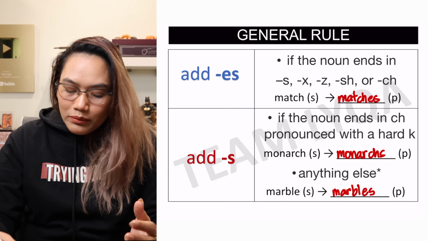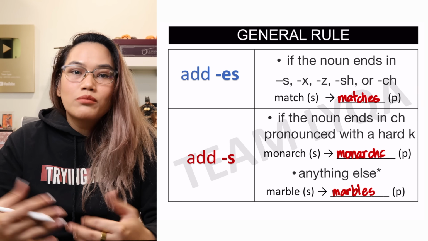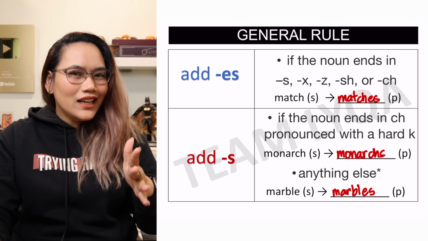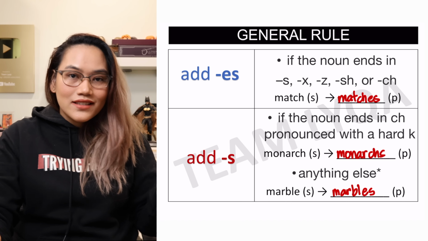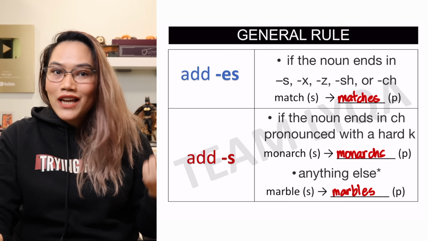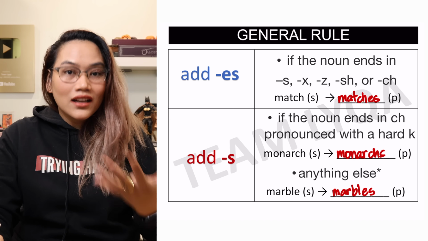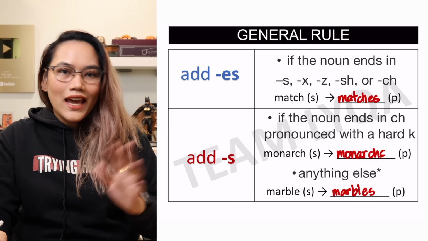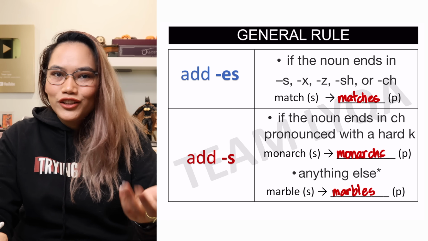So, you just need to remember these two things for most words. If the ending is S or S-sounding, you add ES. If the ending is CH, but the sound is read as K instead of Ch, then you add an S. And for everything else, you add an S.